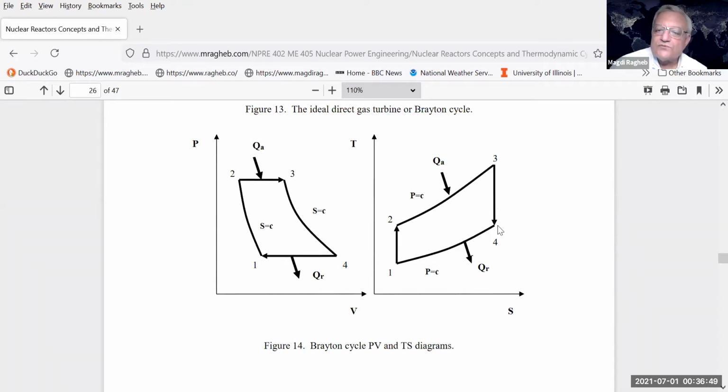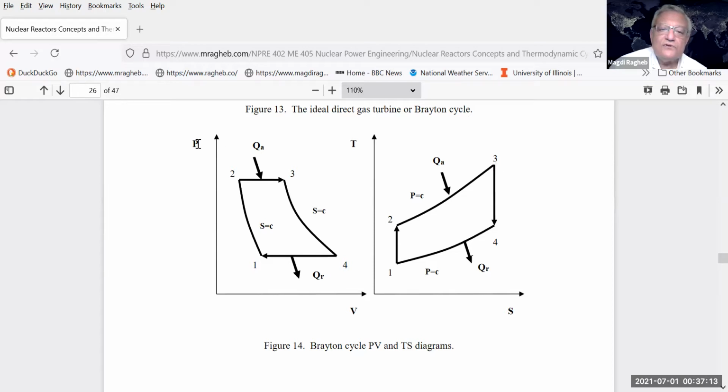3 to 4 is expansion, isentropically, meaning at constant entropy. Usually, in real life, it is not really a straight line. It comes out with some inefficiency at that point. But 3 to 4 is expansion. 4 to 1 is heat rejection. 1 to 2 is compression. 2 to 3 is heat addition.